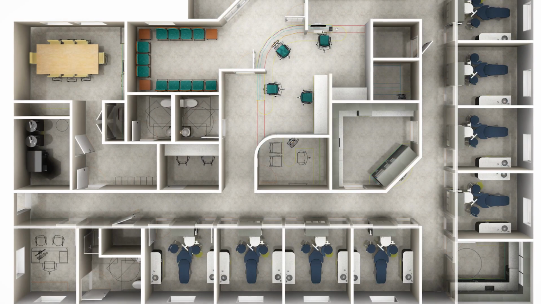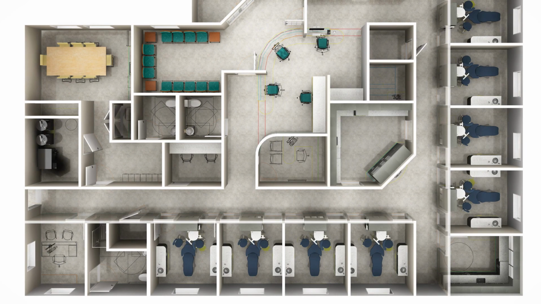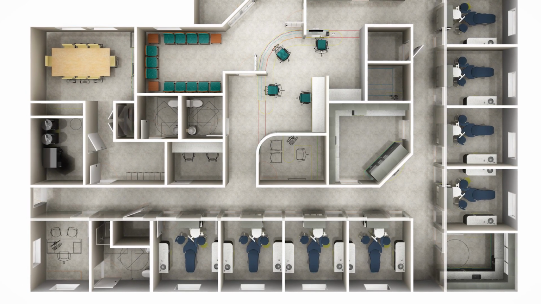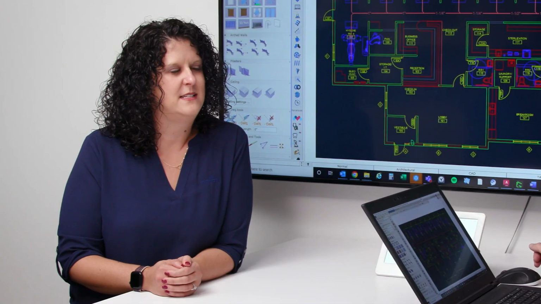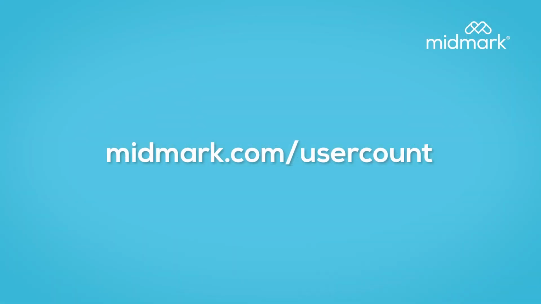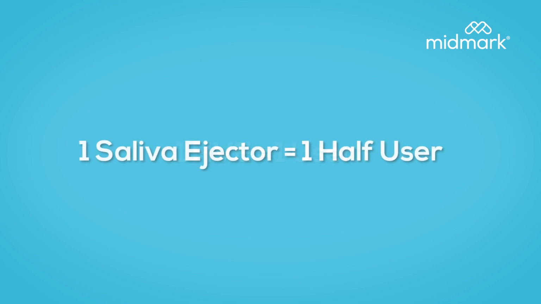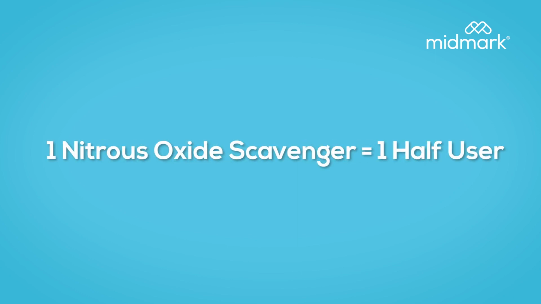So, what is the first thing a doctor should think about to design the mechanical room correctly? They need to start by choosing the right equipment, properly sized for their user count. How would a doctor know what user capacity is needed or how many users to plan for? We have a calculator for that, but basically 1 HVE equals 1 user, 1 saliva ejector equals a half user, and 1 nitrous oxide scavenger equals a half user.